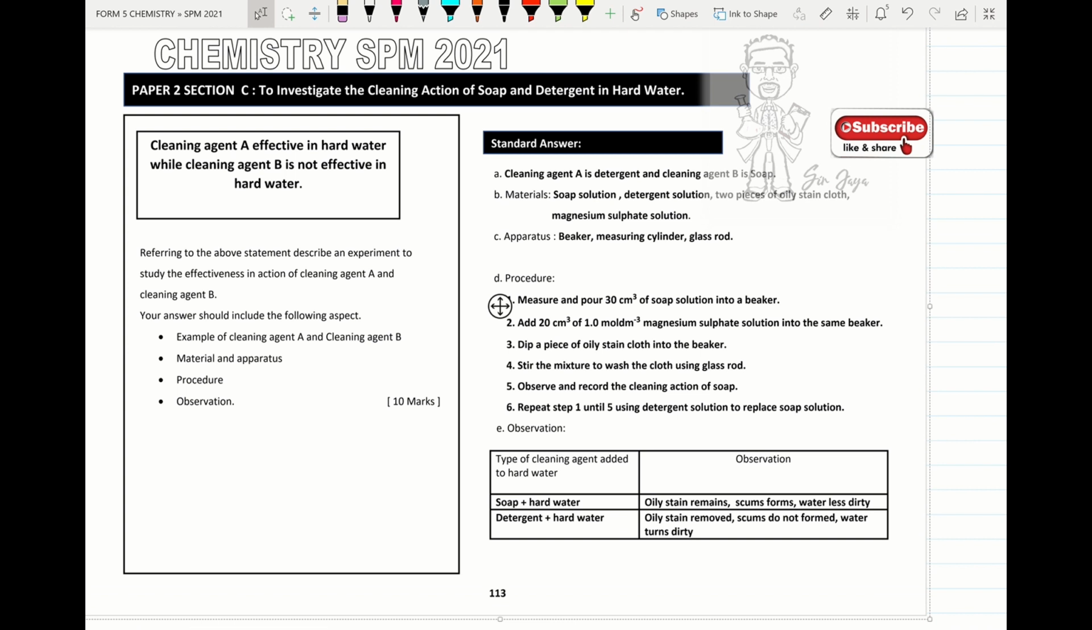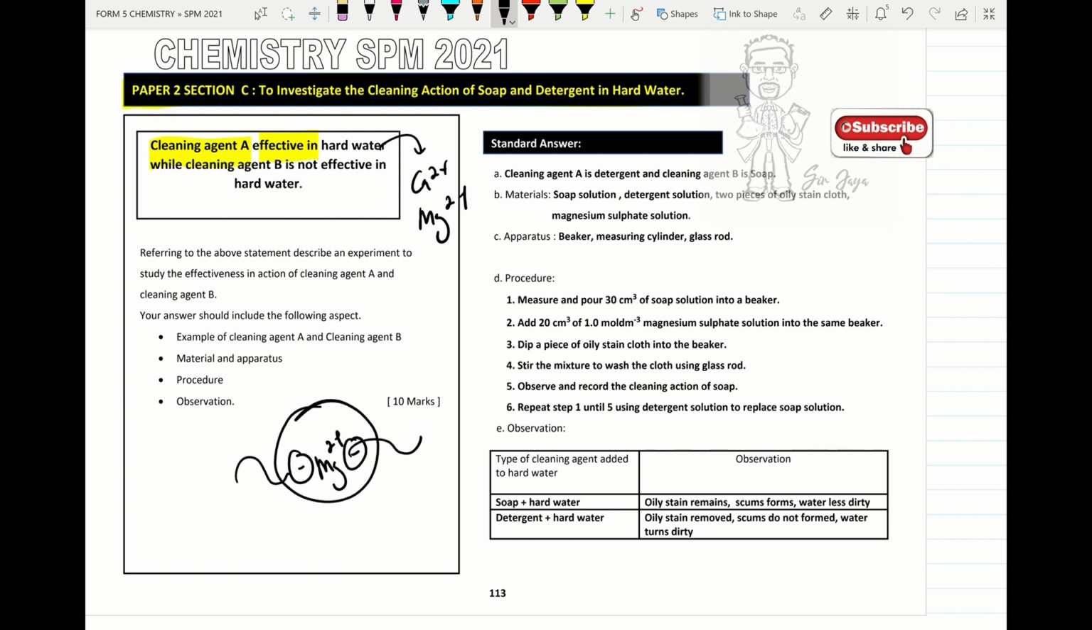This one I already discussed in the previous video, please check also. The cleaning action of agent A is effective in hard water. Please remember hard water contains a high concentration of calcium ion and magnesium ion. The anion of soap will combine with magnesium ion or calcium ion and form an insoluble salt, and this is known as scum. So the number of anions of soap will reduce, therefore they become less effective in removing the dirt.